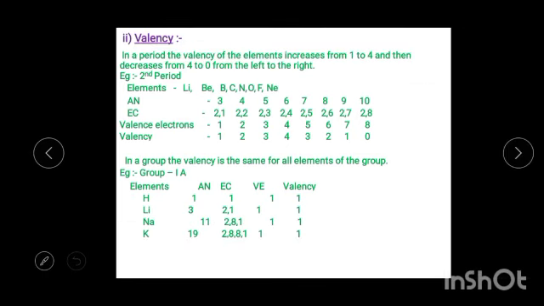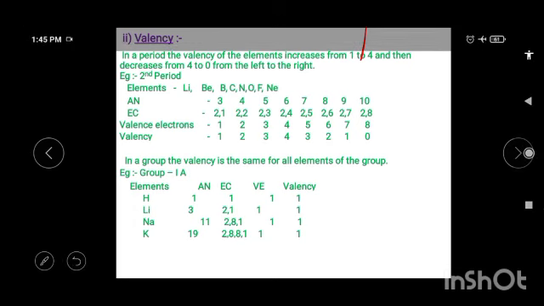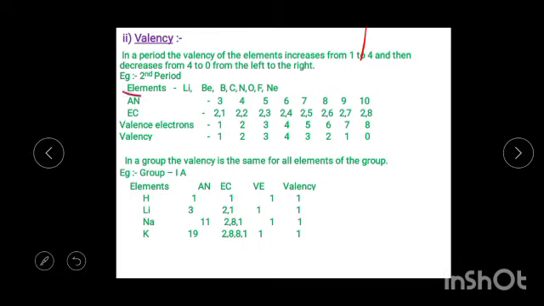And if you take this, we'll check with the second period elements. We check the atomic number along the period. We already discussed the valence electrons. Valence electrons are increasing along the period. So we know the valency is the number of electrons required for an atom to complete its octet.